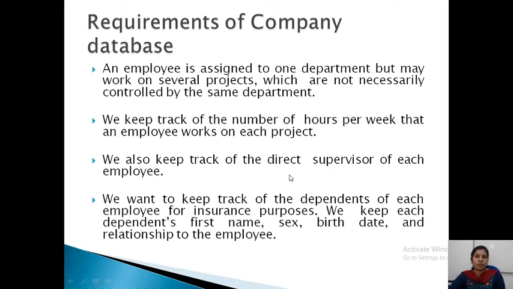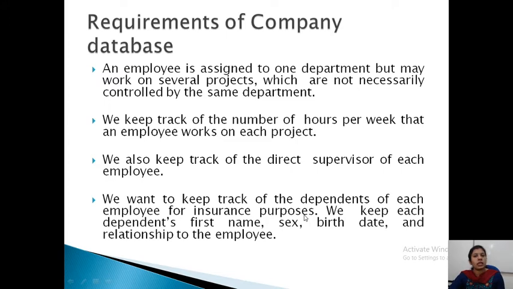Then we also keep track of the direct supervisor of each employee. Supervisor's information we have to take. So here employee is related to himself. So it is a recursive relationship. Employee, supervisor, another employee. So we must have a recursive relationship between employee and employee entity type.